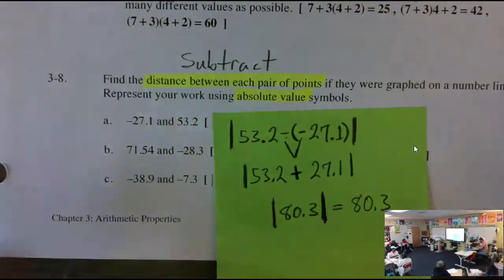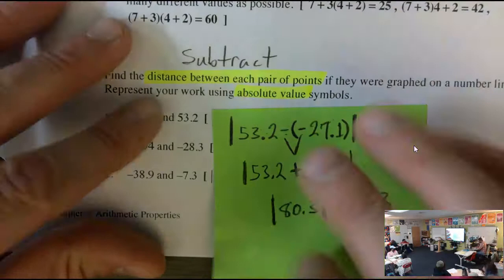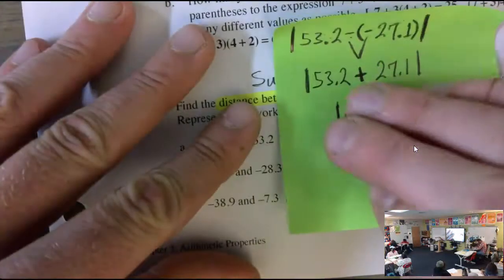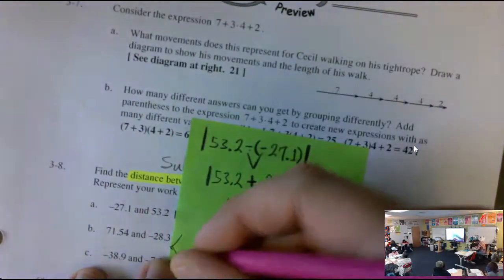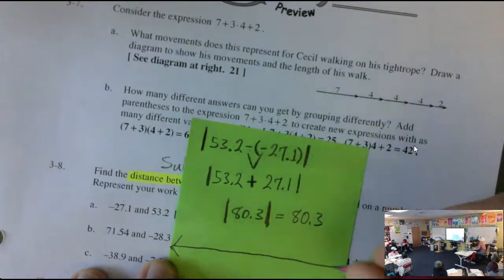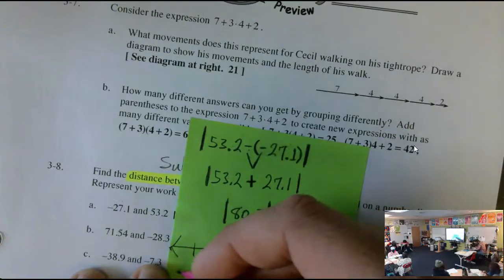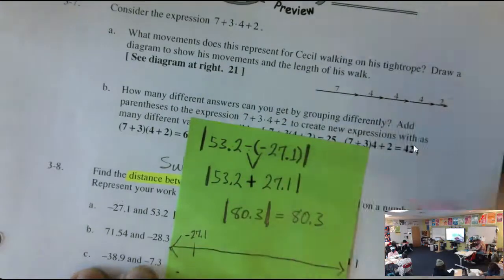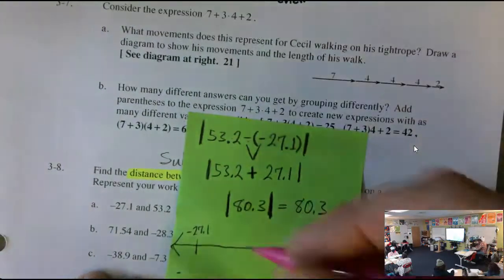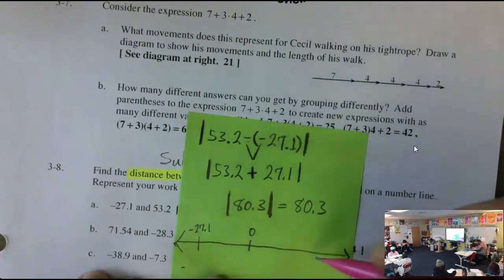Guys, I'm going to draw a picture to make a little bit more sense of this, okay? So stick with me. If we want to justify this with a picture, let's say I have my number line, and we have negative 27.1. I'm going to put my numbers up here. And you can draw a picture too if you want. It might help you. 0 is going to be somewhere around here. And up to 53.2.